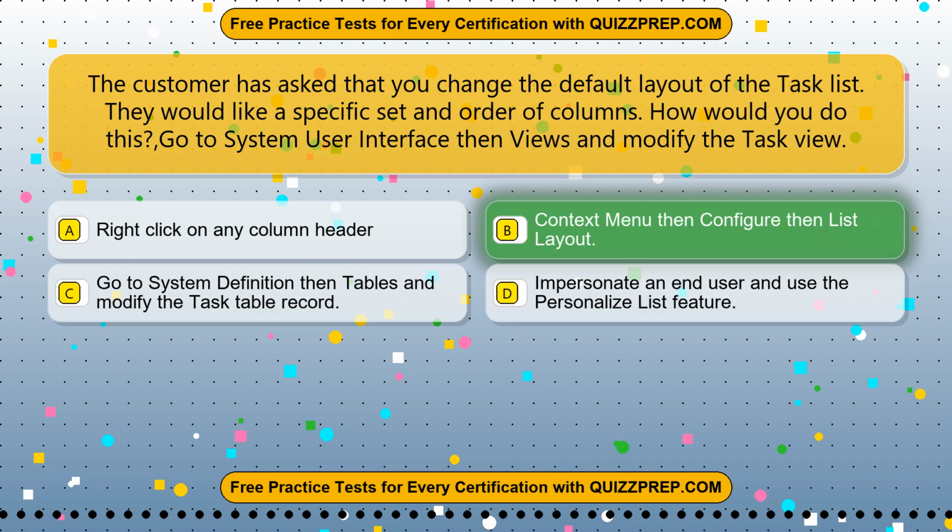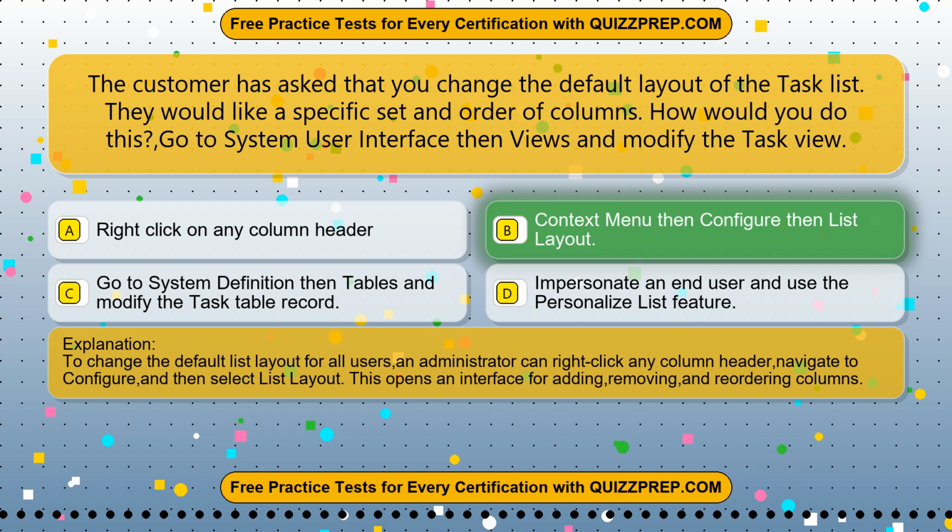The correct answer is option B. Context menu, then Configure, then List layout. To change the default list layout for all users, an administrator can right-click any column header, navigate to Configure, and then select List Layout. This opens an interface for adding, removing, and reordering columns.